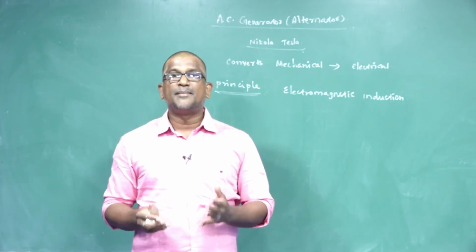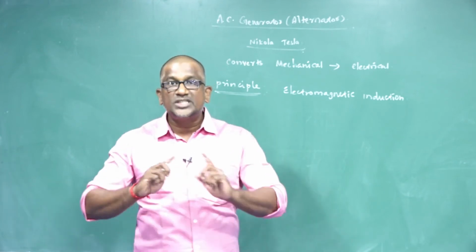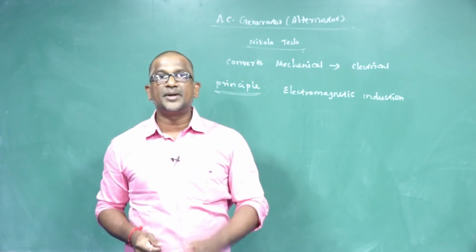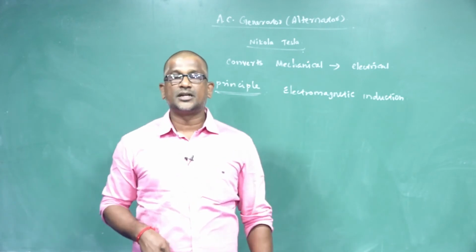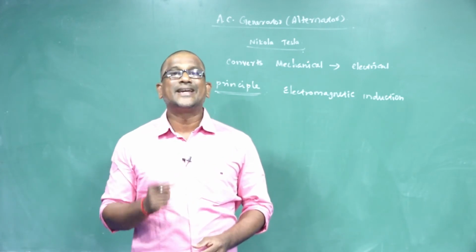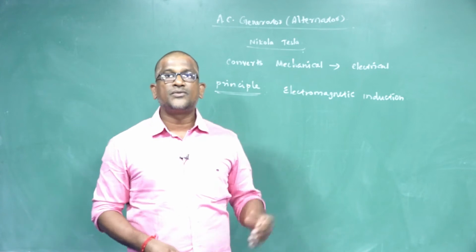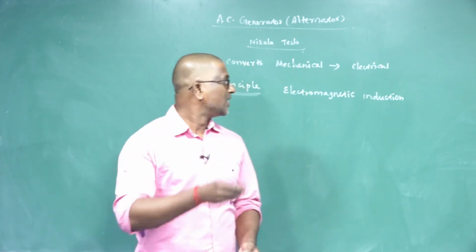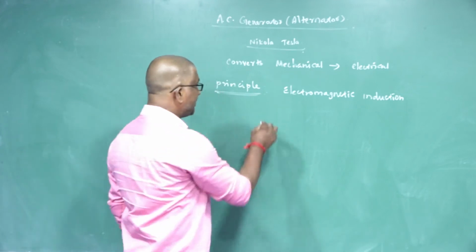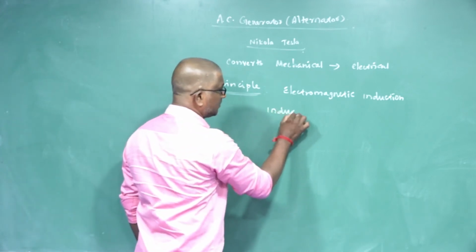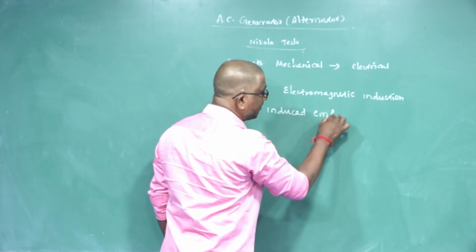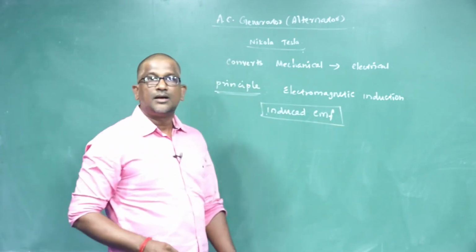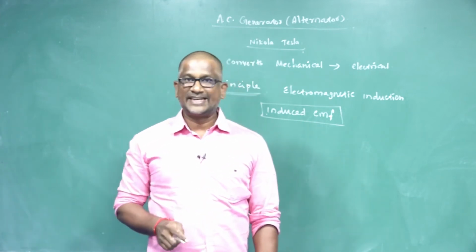So whenever the magnetic flux linked with the closed circuit changes, an EMF is produced. That phenomenon is known as electromagnetic induction. It was first discovered by Michael Faraday. The working principle of an AC generator is electromagnetic induction. The induced EMF magnitude is given by Faraday's laws of electromagnetic induction.